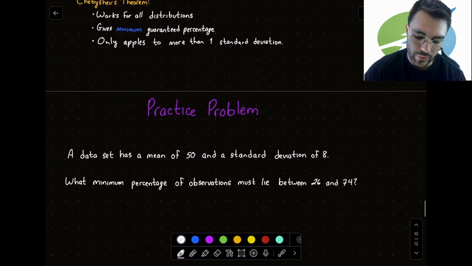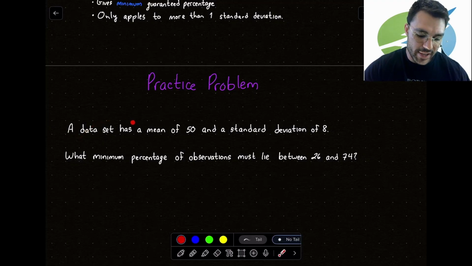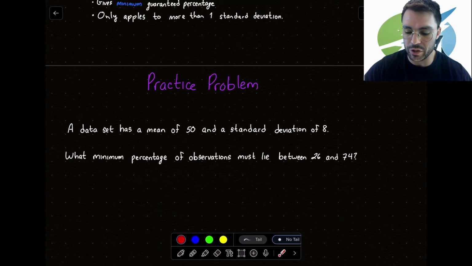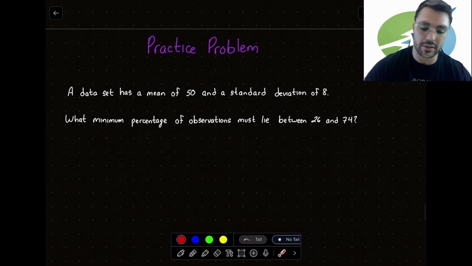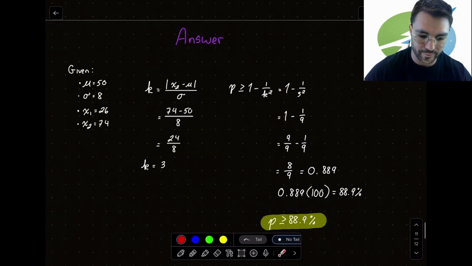Okay. All right. And here we have a practice problem. A data set has a mean of 50 and a standard deviation of 8. What minimum percent of observations must lie between 26 and 74? Feel free to pause here and take a stab at this problem. All right. Hopefully we paused and looked at it. Let's take a look at the solutions.